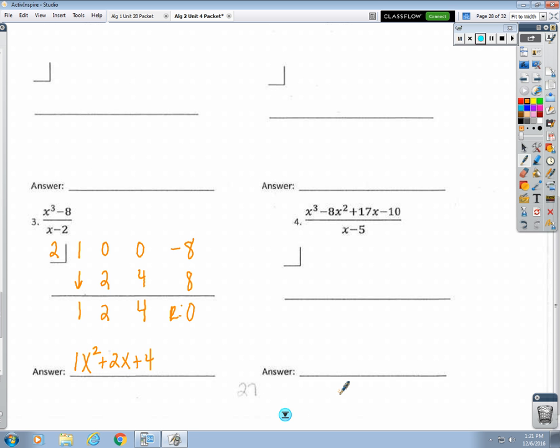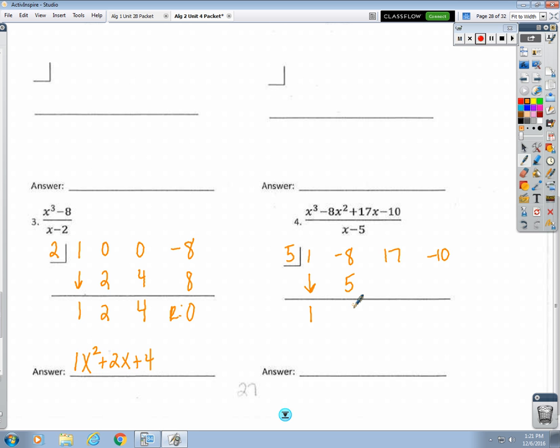Alright, number 4. We're dividing those two polynomials, so what number do we put in the box? 5. Positive 5, and then what numbers come down? Okay, what do we then do first? Bring down the 1. Anything that drops below the line, what do we do with it? Right, multiply it by the box number. 1 times 5 is 5.